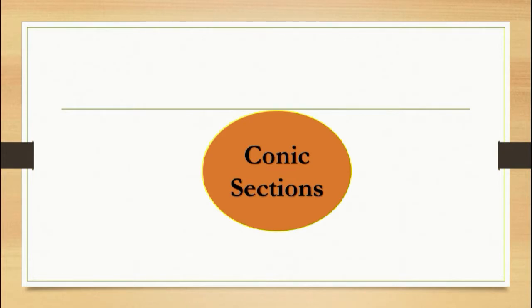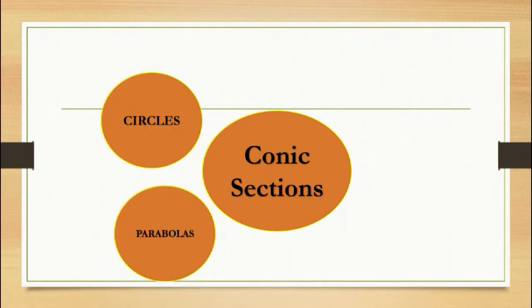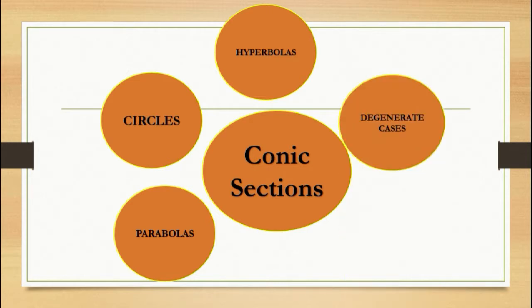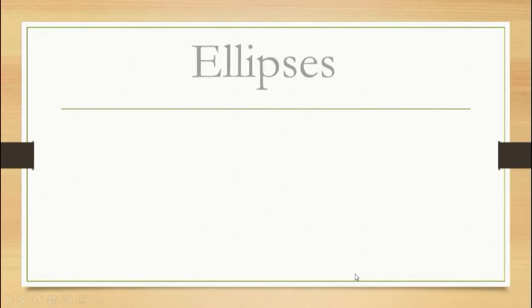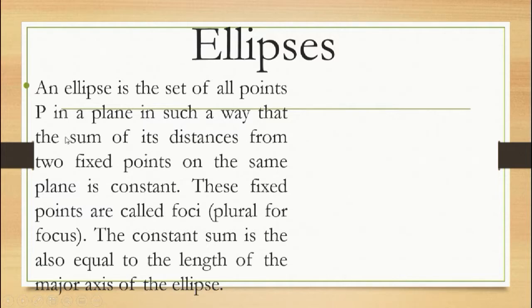Last time, we talked about conics or conic sections, which include circles, parabolas, hyperbolas, degenerated cases, and of course, the ellipse, which is our topic for today. Actually, we have talked about it last time, but today we'll be studying more about it. When we say ellipse, it is the set of all points P in a plane in such a way that the sum of its distances from two fixed points on the same plane is constant. These fixed points are called foci.